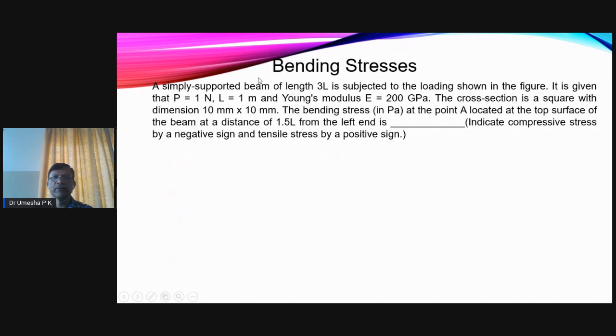A simply supported beam of length 3L is subjected to the loading as shown in the figure. It is given P is equal to 1, L is equal to 1, and Young's modulus E is equal to 200 GPa. The cross section is a square with the dimensions of 10 by 10 mm. The bending stress in Pascal at the point A, at the midpoint located at the top surface of the beam at a distance of 1.5 meter from the left end. These are the different options given.